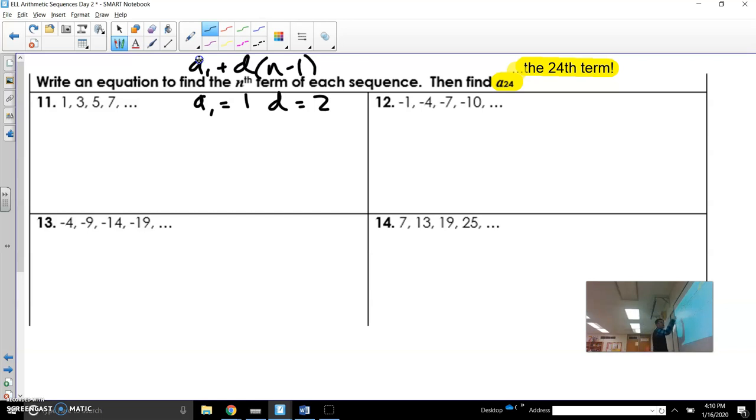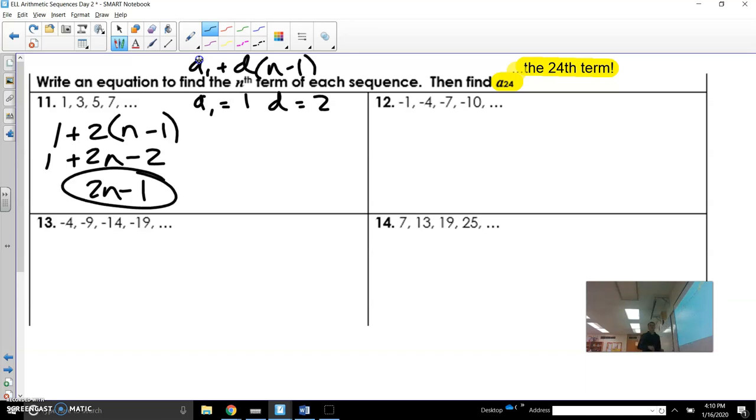So I'm going to start replacing values in the formula. a sub 1 is 1, plus the common difference of 2 distributed in the n minus 1. So I want to drop the 1, multiply 2 into n, multiply 2 into negative 1. And now I have some like terms that I need to calculate. 1 minus 2 is negative 1. So now I have a formula that will generate my sequence.